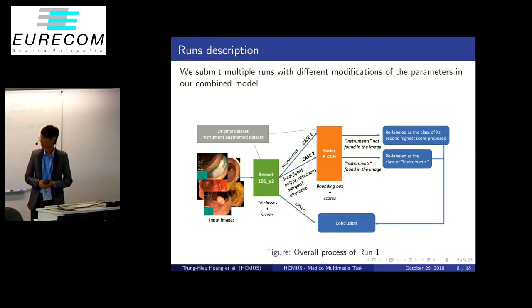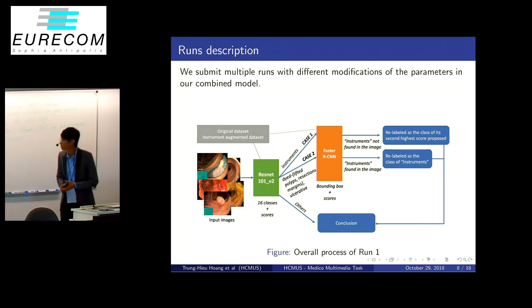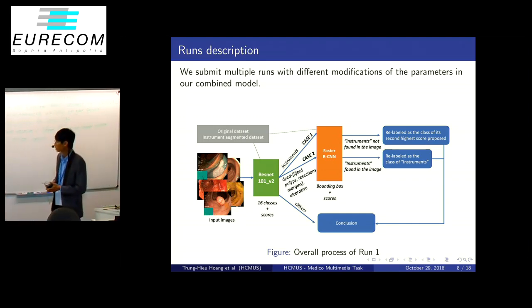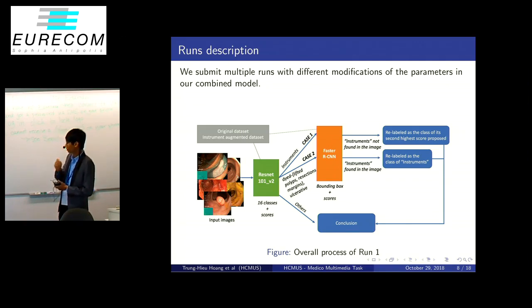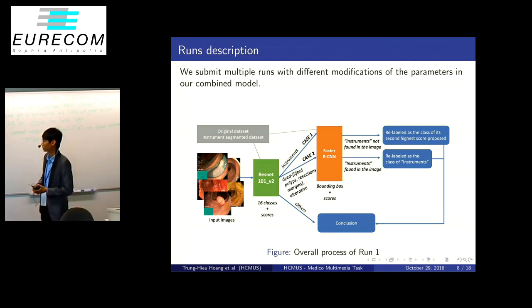In this task, we submitted multiple runs with different configurations of our models. And here's our first run. The ResNet 101 and the faster RCNN, we fine-tune them on the original dataset with the instrument augmented dataset.